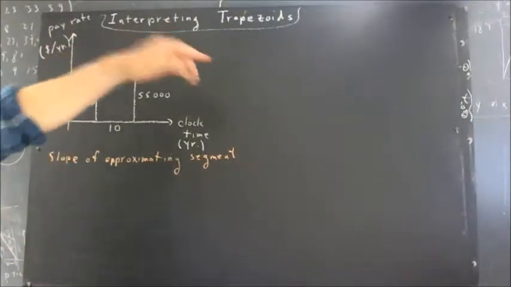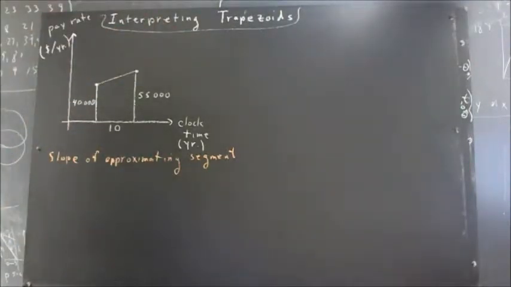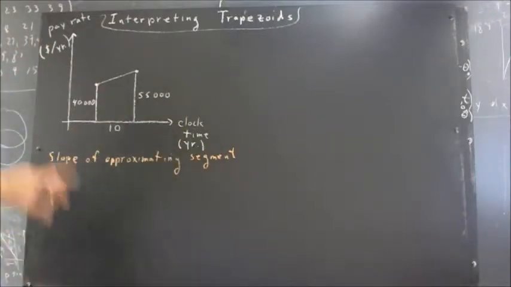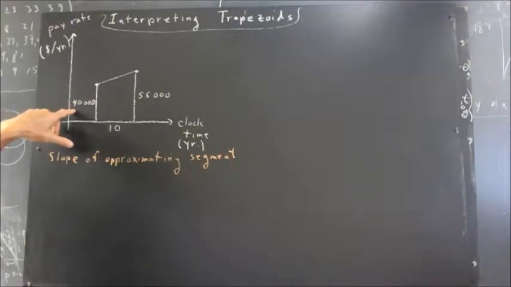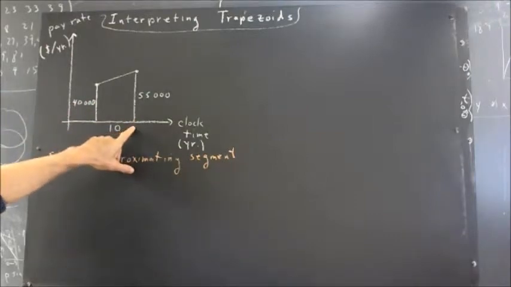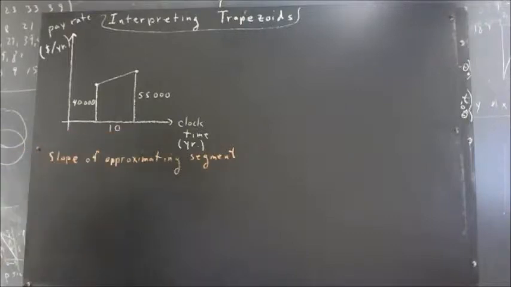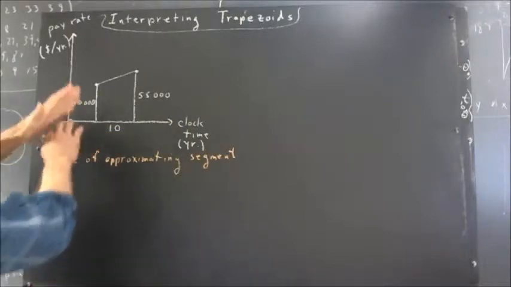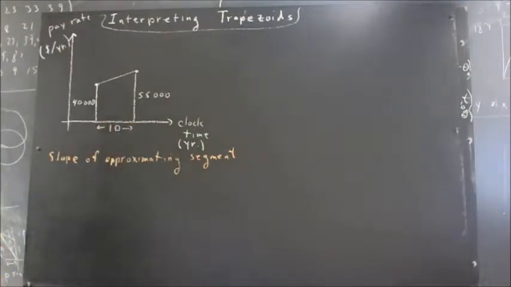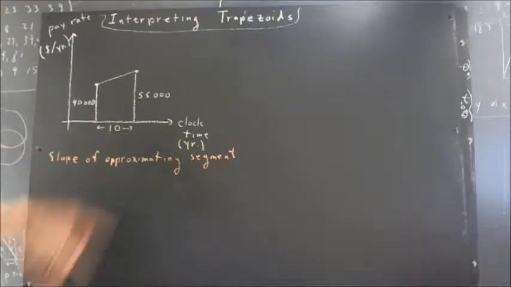Okay, we're going to talk a little bit about interpreting trapezoids. Now, if we have a graph of pay rate versus clock time, pay rate in dollars per year versus clock time in years. And if the pay rate is $40,000 at this clock time and $55,000 at this clock time, where 10 represents the width of the trapezoid, and when we have the axes completely drawn out like this, let's just say that we understand that 10 is this width.